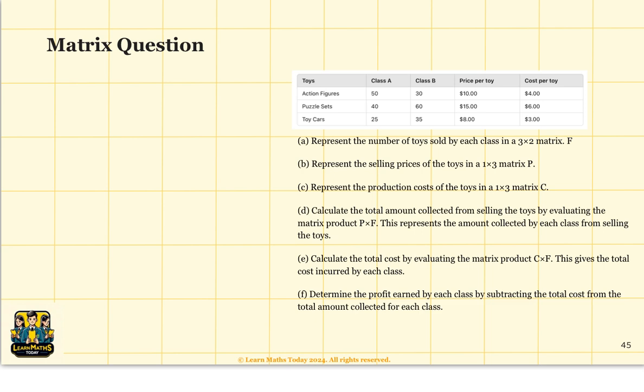Represent the number of toys sold by each class in the 3x2 matrix F. This is relatively straightforward. You just have to rewrite what you see in the table as a matrix, and you know that they want a 3x2 matrix, so F will be 50, 30 for the first row, 40, 60 for the second row, and 25, 35 in the last row. So this is the number of toys sold by each class, and the first column refers to class A, and the second column refers to class B.